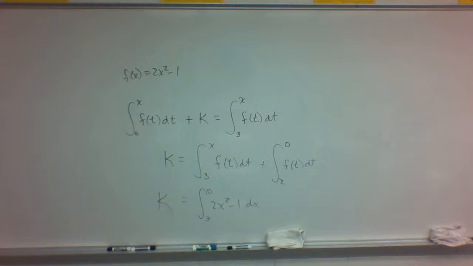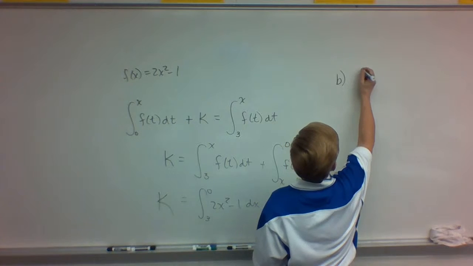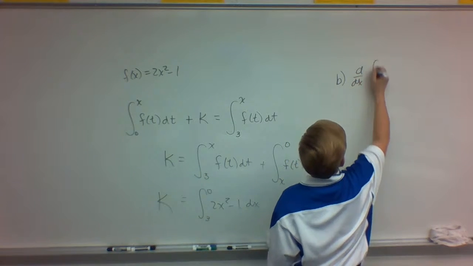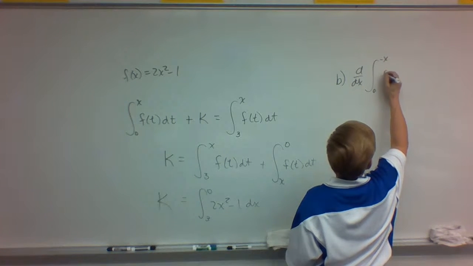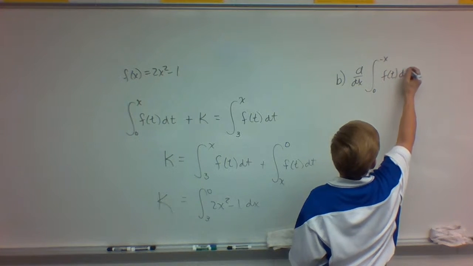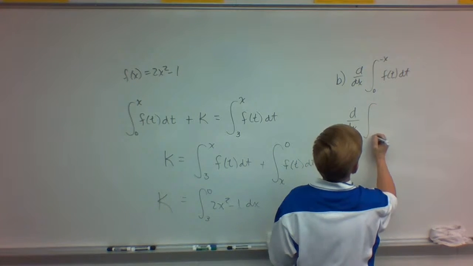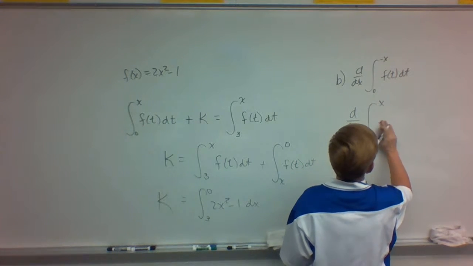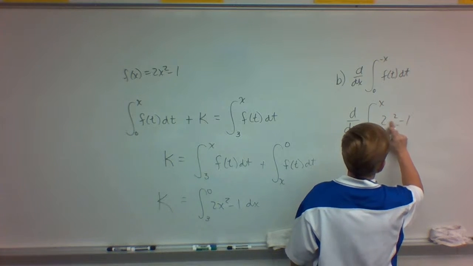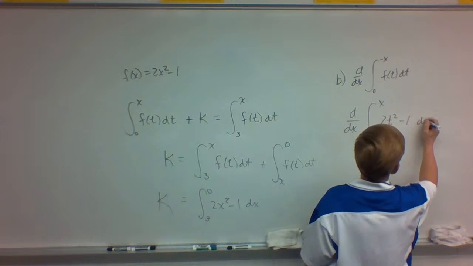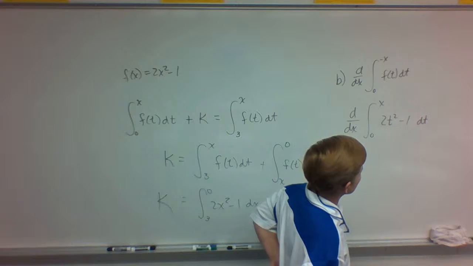All right, here's B. I was looking at 9, the first 9b. Here's the B part. It says, find the derivative of the integral from 0 to negative x of the same function that we were dealing with in the first part. Which means this: find the derivative of the integral from 0 to negative x of 2t squared minus 1 dt. That's what that means. Are you with me so far? Yeah.